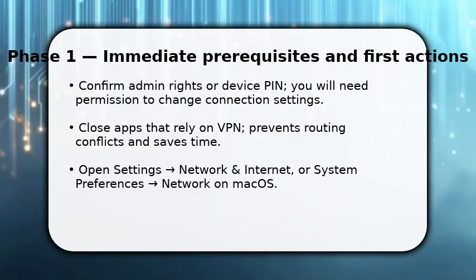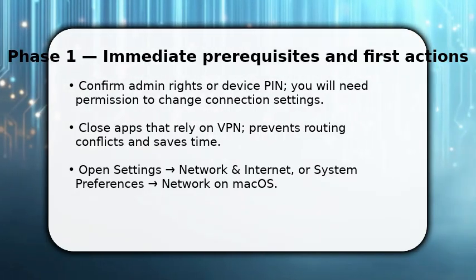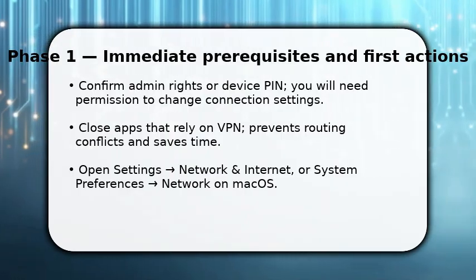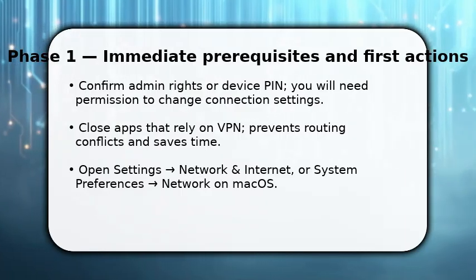You start by ensuring you have admin rights. This lets you change system network settings without interruptions. Once you have permissions, close any apps that depend on the VPN because they can re-establish routes.